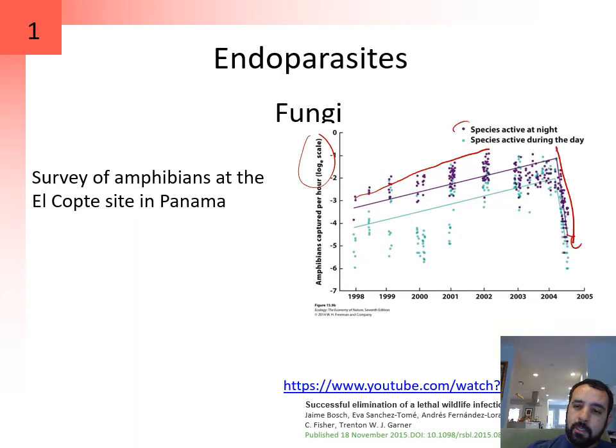This is true for the species that are active at night and the species that are active during the day, right? And look, the species active during the day probably were not, there's a little bit of a curve here, but the trend line is this one, right?